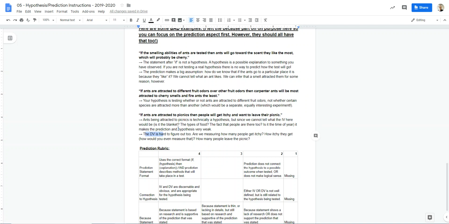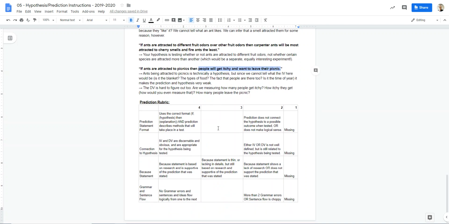The same thing with the DV. We can't tell what the DV is. It says people will get itchy and want to leave the picnic. So we don't know specifically what they're talking about. Are we measuring how many people get itchy, how itchy they get? What's the thing being measured? It's not clear what this person thinks is going to happen, and we can't tell because we can't tell what their variables are.